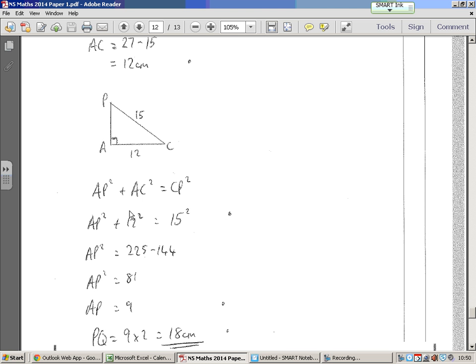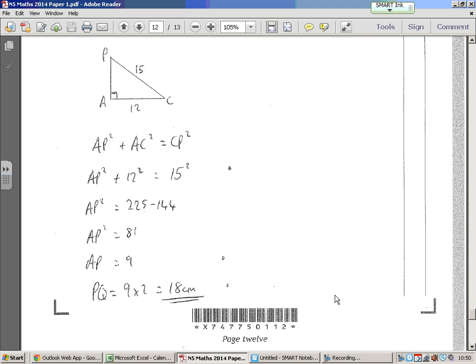So Pythagoras says that one of the short sides squared plus the other short side squared equals the hypotenuse squared, or the long side squared. So AP squared plus 12 squared equals 15 squared. Now again, if you know what 15 squared is, just write it down. If you don't, over here, 15 multiplied by 15, work it out.